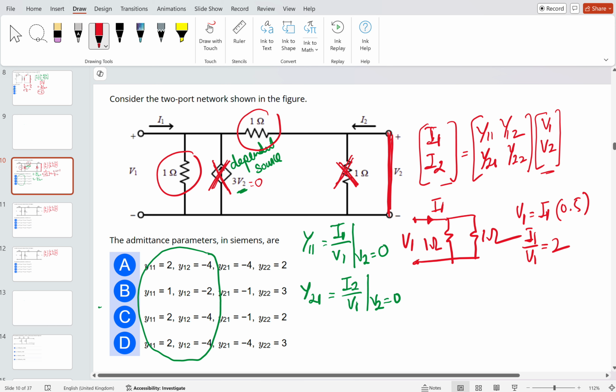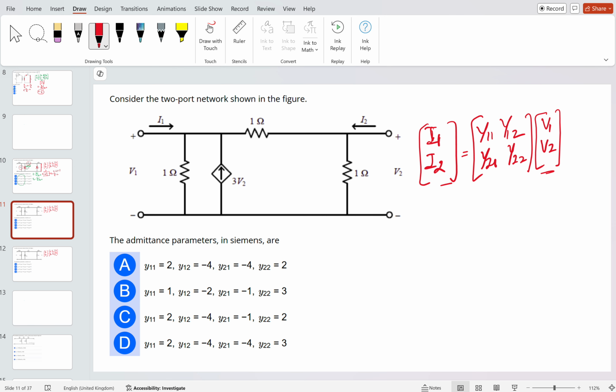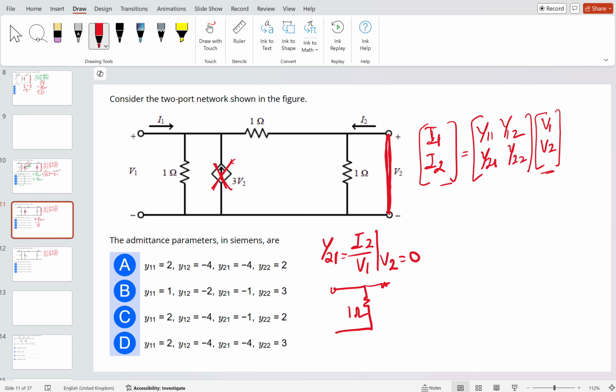Let's see the second part. If you want to find the value of y21, the output is short circuited here and this dependent source will also not come into the picture. y21 is I2 by V1 at V2 equal to 0. What will the circuit look like? It will look like this: 1 ohm here, 1 ohm here, here it is short circuited and I2 is flowing like this. I2 is here, and this is I1, and this is V1.